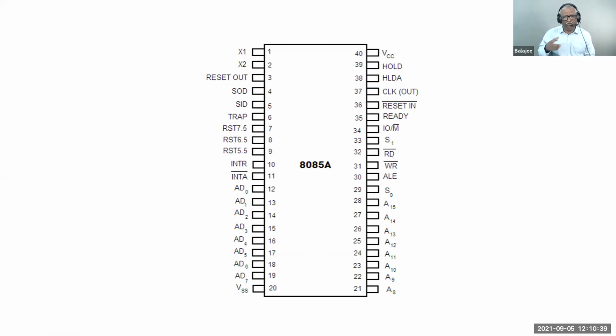So we are trying to compare a generic microprocessor with our 8085A or 8085. What are the differences we are looking at? Now let us continue our discussion, and for that let us go back to the board.